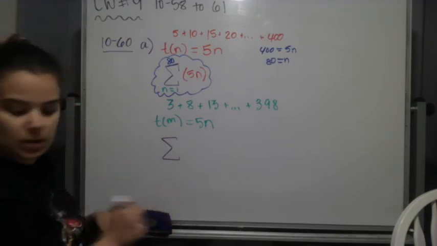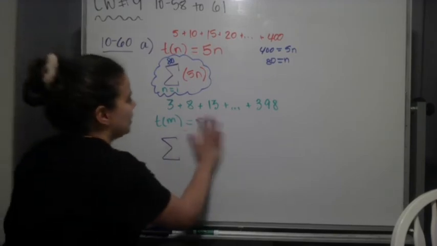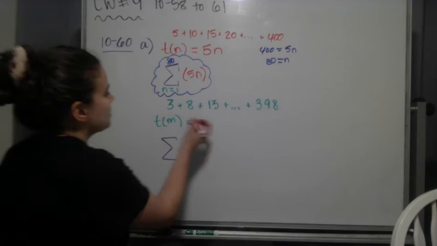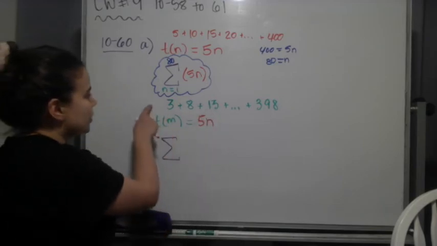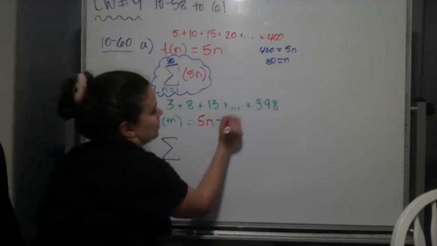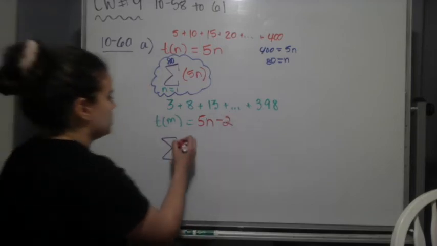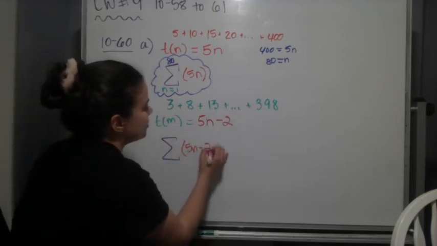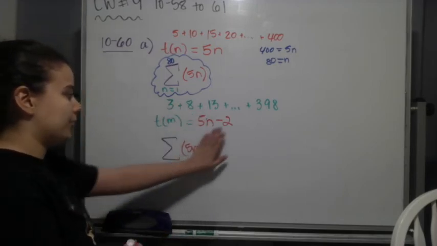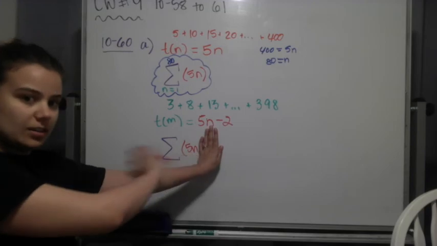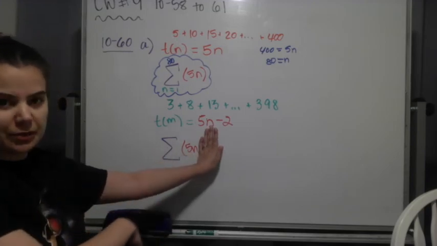Actually, I'm going to do it in red so that we can keep our color coding up. So we are growing by 5 again. And this time, if we find our 0th term, 3 minus 5 will be negative 2. So that's what we fill in here. It's helpful to use the parentheses so that you know that you're taking the sum of all of it, rather than the sum of 5n and then subtracting 2 at the end. Super different.